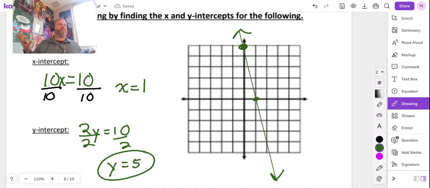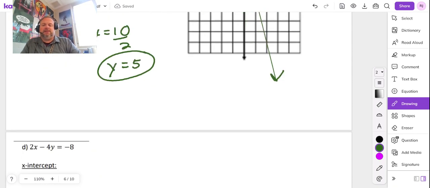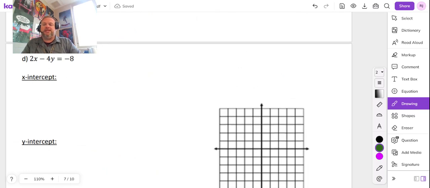All right. Now again, I moved my graph over for instructional purposes. Y'all's just straight down for paper purposes. Okay. Are we good on number C? All right. Number D.